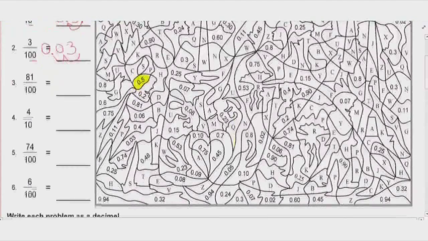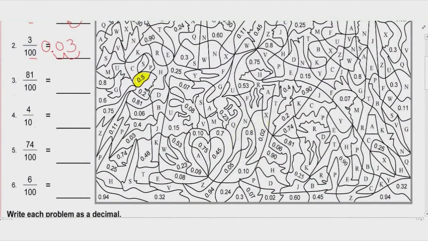Where is 0.03? Oh, there it is. So you would shade it in. And again, there's probably more than one of them. I'm just showing you where one is. This is what I want you to do. I want you to finish off problems 3 through 6. Do them on your own. So press pause. When you're done, press play, and then we can check your answers. All right? See you in a bit.